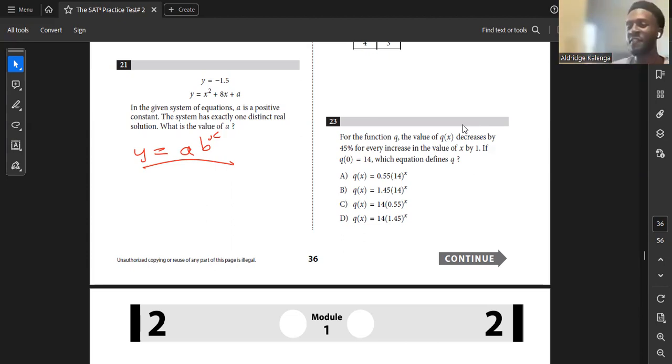But I like to think of it as this general form: y is equal to a times b to the x. So I'll do this real quick. a is the initial value, guys. b is the rate. x is, in this case, the time. Remember, b is the rate. What's the rate? The rate is a decrease by 45%.